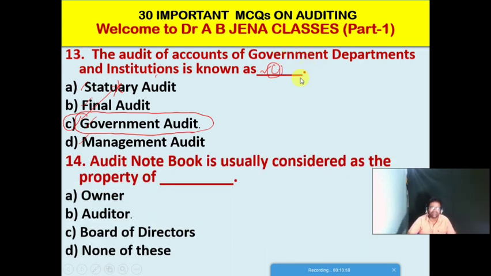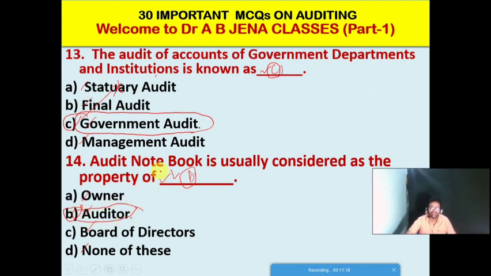So next one MCQ, audit notebook is very, very vital to an auditor. Audit notebook is usually considered as the property of whom? A, owner. B, auditor. C, its board of directors. D, none of these. Friends, so B is the right option for this MCQ. Audit notebook is usually considered as the property of an auditor.